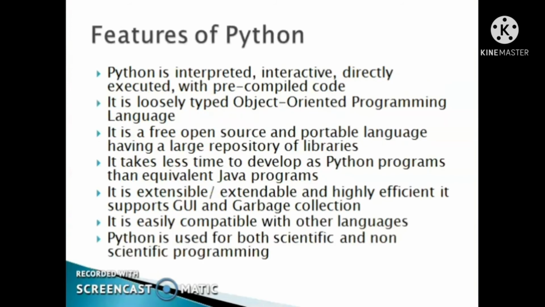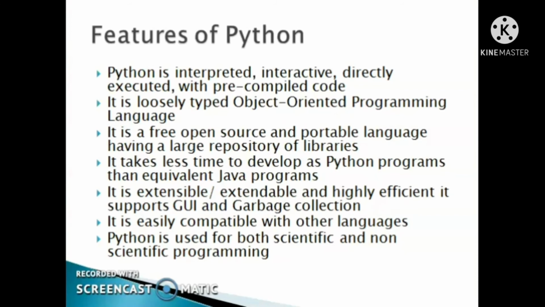Features of Python. Python is an interactive, interpreted language with simple syntax. It has become increasingly popular because of its salient features, which are listed here. Python is interpreted, interactive, directly executed without pre-compiled code. This means that it is processed at runtime by the interpreter and we need not compile the program before executing it.